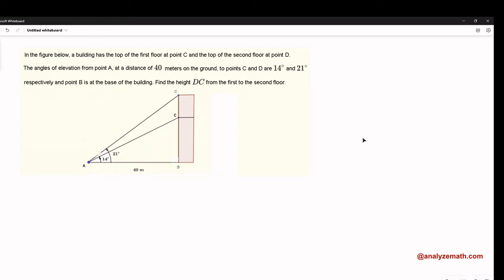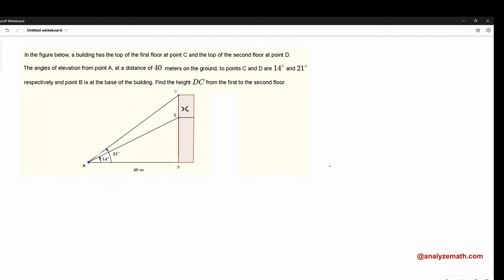Now in this video we're going to look at a problem, an application of trigonometry in buildings. We are given a building with two floors. The first floor goes from B to C, the second floor goes from C to D. We are given the angle of elevation, measured between the ground and the line AD, which is 21 degrees, and the line AC, which is 14 degrees. Then we are asked to find the length DC, which we call X.